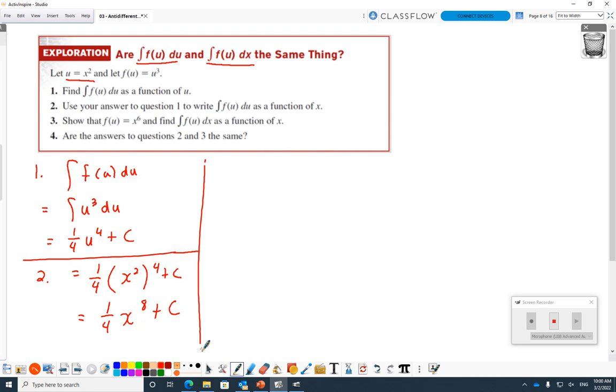So it says show that f of u is x to the 6th. Okay, so f of u is u cubed equals x squared cubed equals x to the 6th. Good. F of u is x to the 6th. All I did there was take the x squared that they told me u was and sub it into f of u. Okay, now find integral of f of u dx. So integral of f of u using x this time instead of u. So it's the integral of x to the 6th dx.